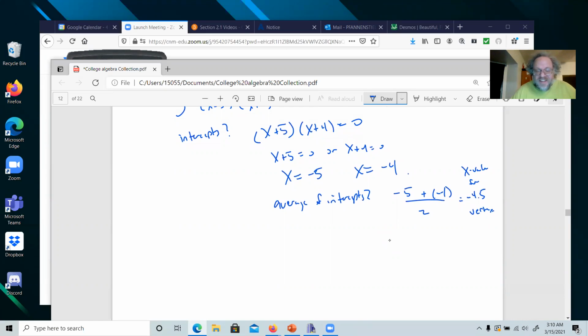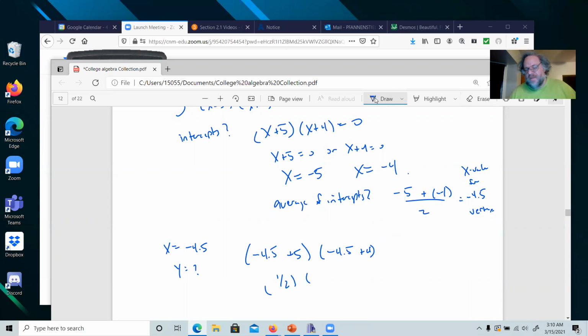All right, so when x equals negative 4.5, what's y equal to? Well, we have negative 4.5 plus 5, and we have negative 4.5 plus 4. So you're in debt $4.50. You pay back 5, and you're like, great, I've got half a dollar in my account. Negative 4.5, right? You're in debt 4.5. You pay back 4. You still owe them half a dollar. Multiply these together, and we get negative 1/4. My vertex is negative 4.5, negative 1/4.